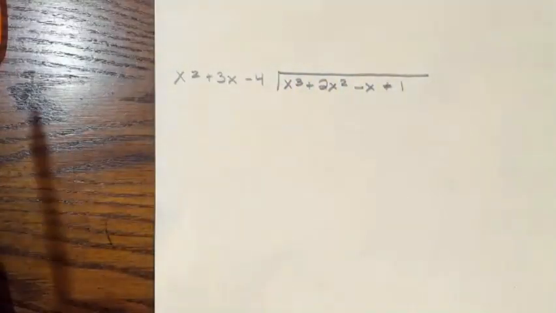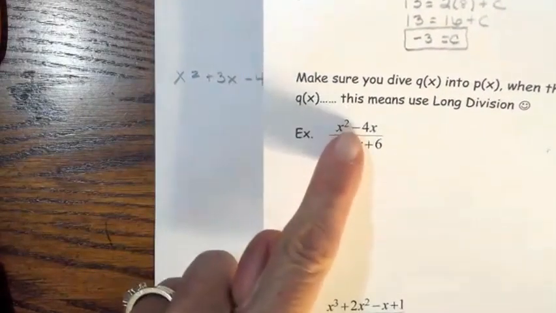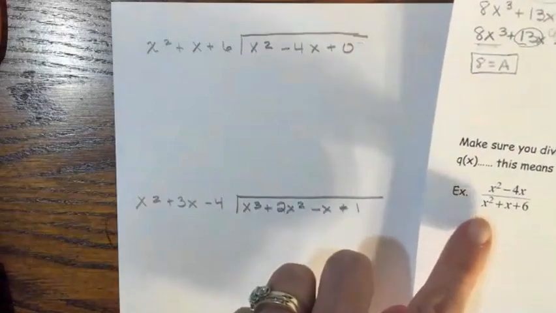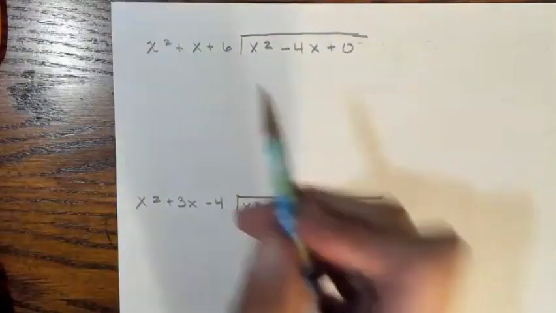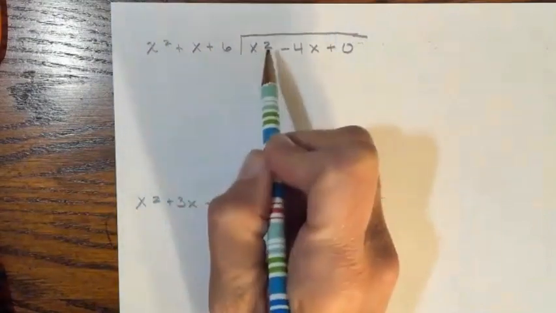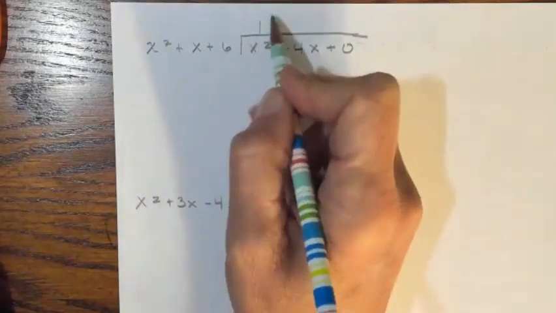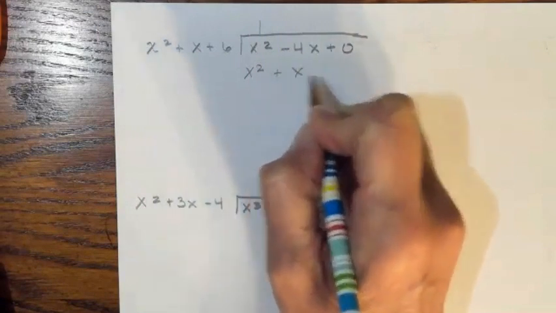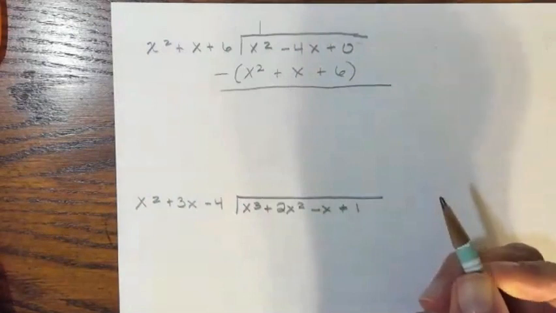So let's take a look. I'm taking x squared plus x minus 6 and dividing it into x squared minus 4x. So I do need a placeholder, a 0 placeholder for that. So I'm going to do first term divided by first term. So x squared divided by x squared is 1. Then I'm going to multiply 1 times all of that. And I'm going to subtract.